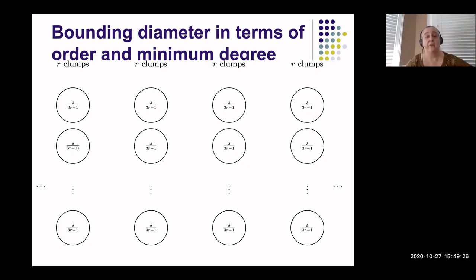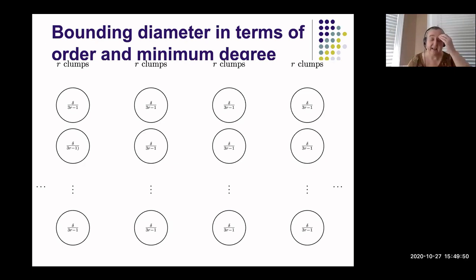Take a sequence of columns. Each column contains r clumps. Each clump has delta over 3r minus 1 independent vertices in it. And we will do something at the end to fix everything. But vertices are adjacent to each other if they are in different clumps of the same column or consecutive columns.